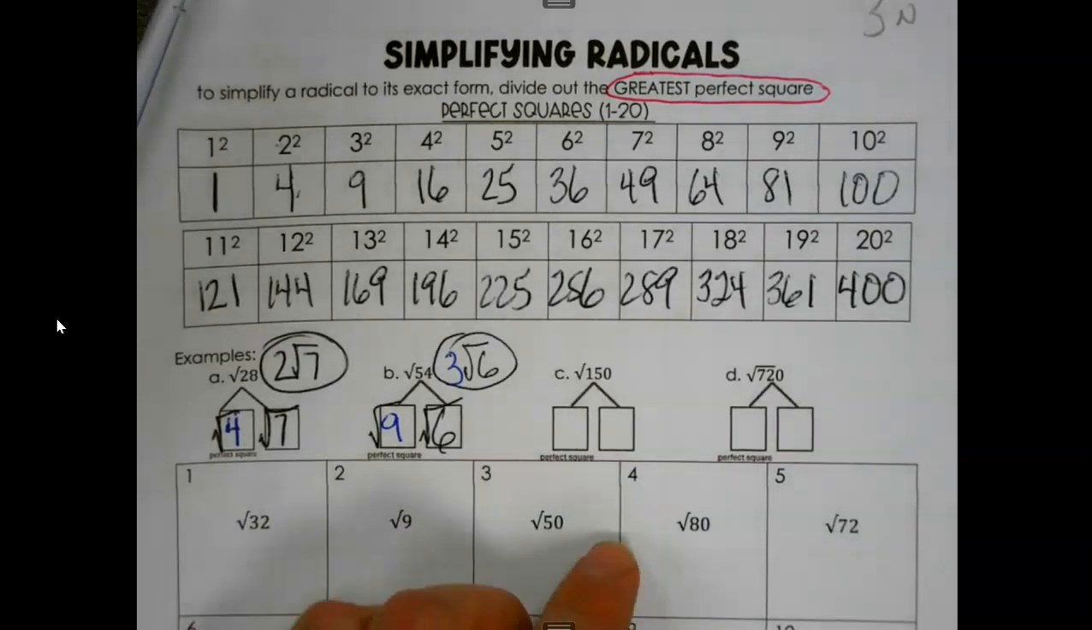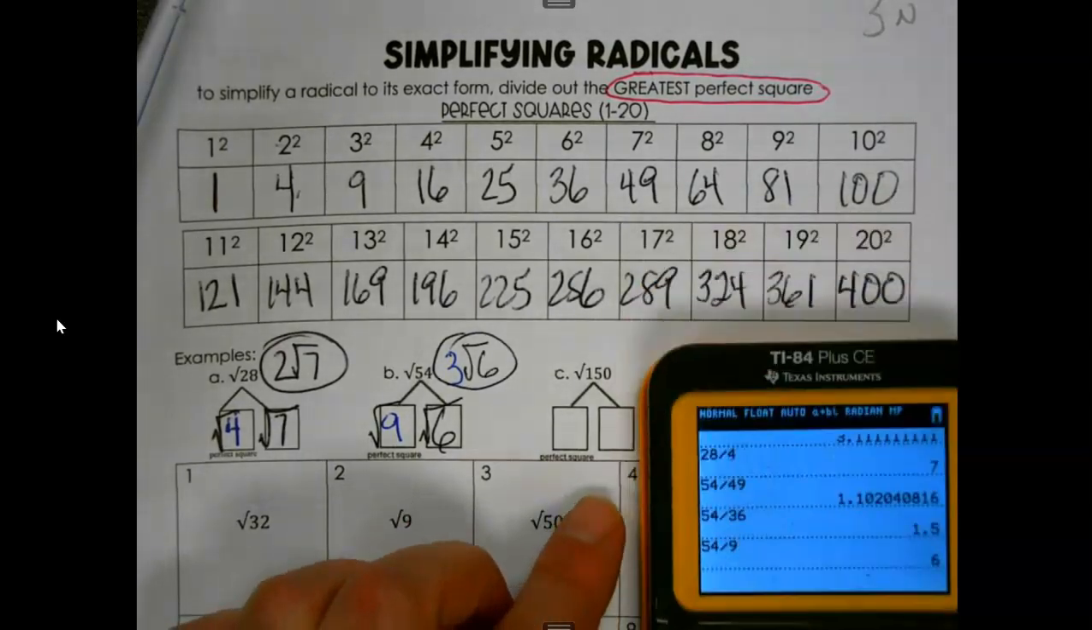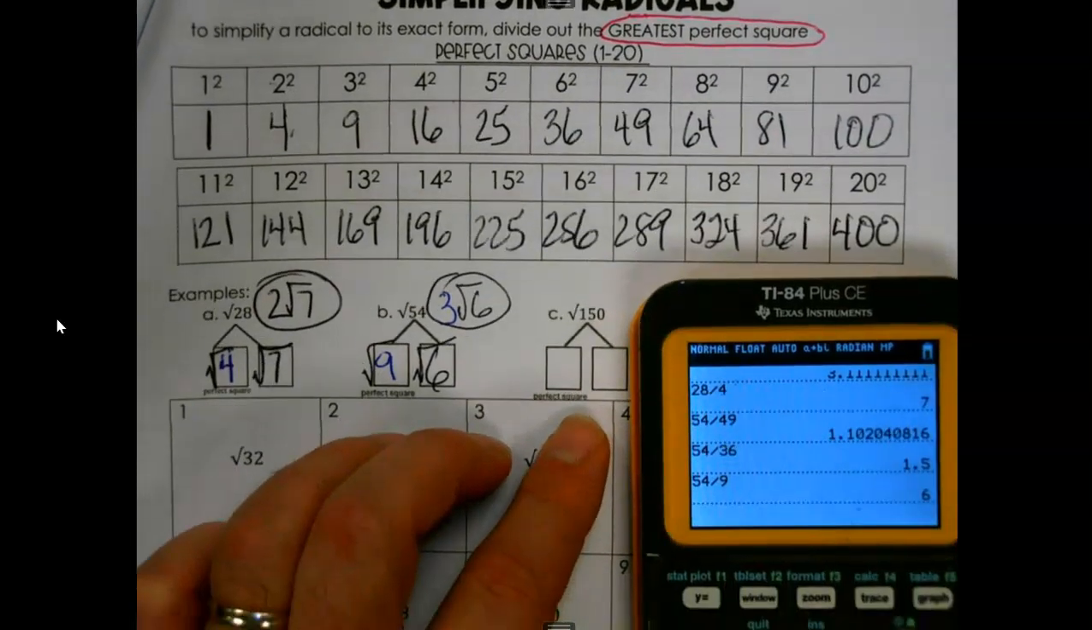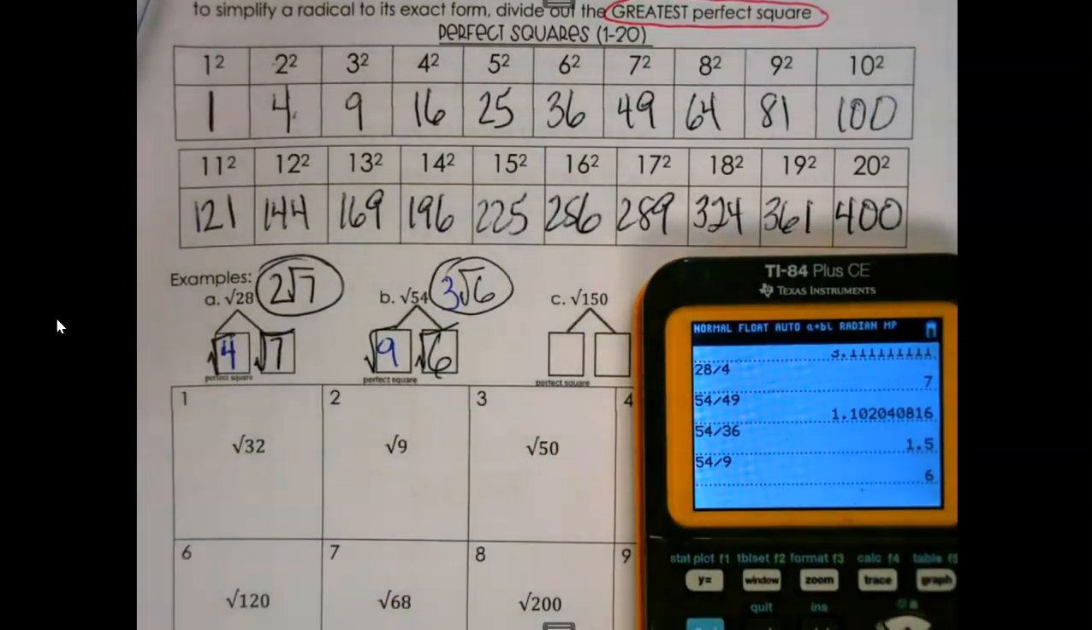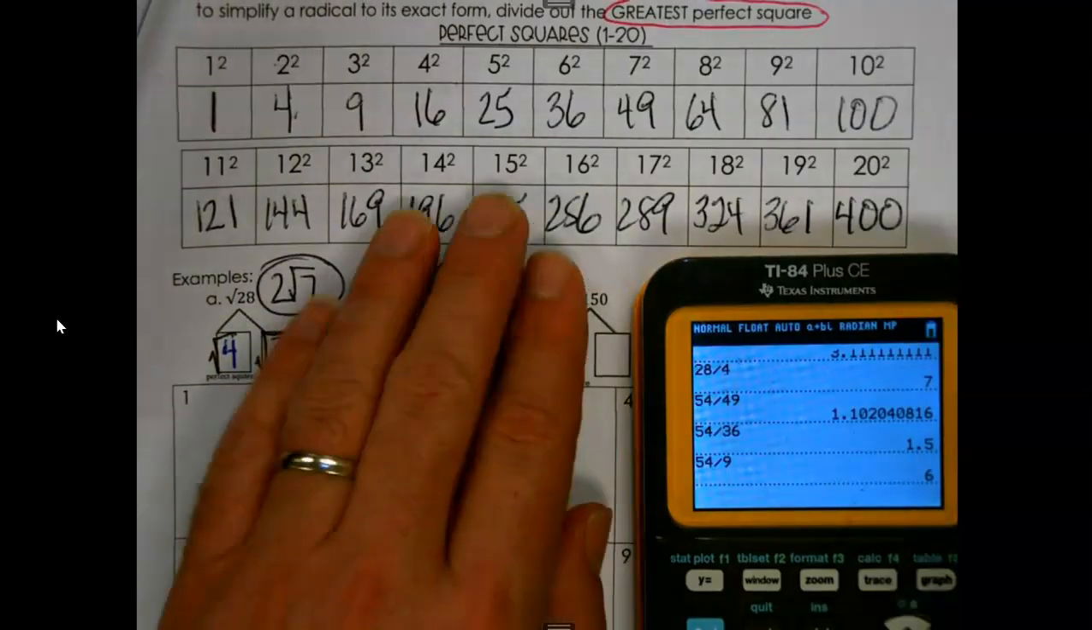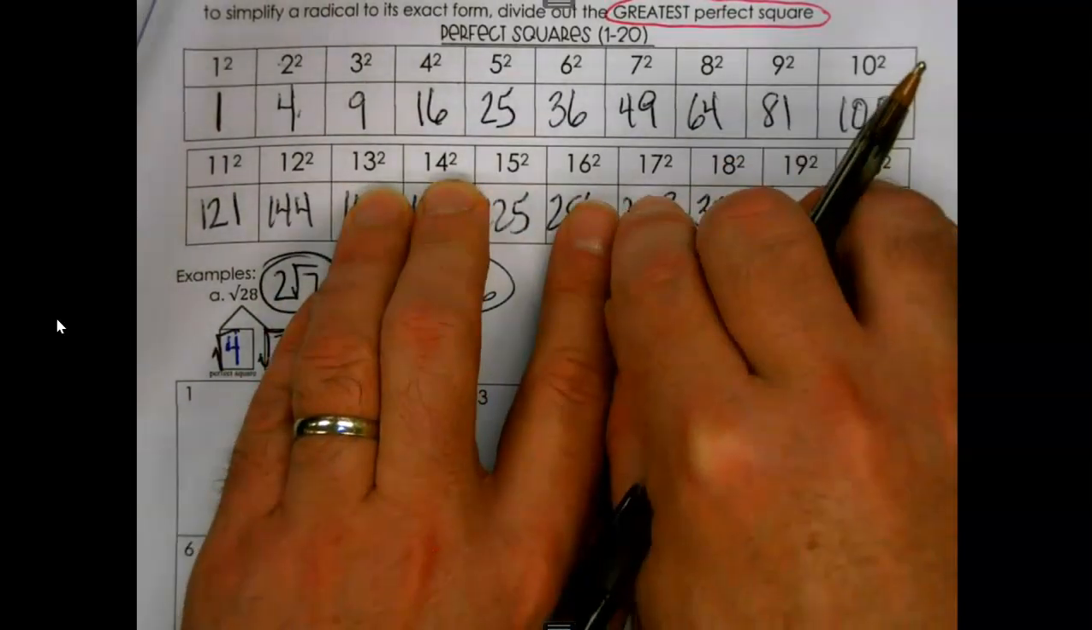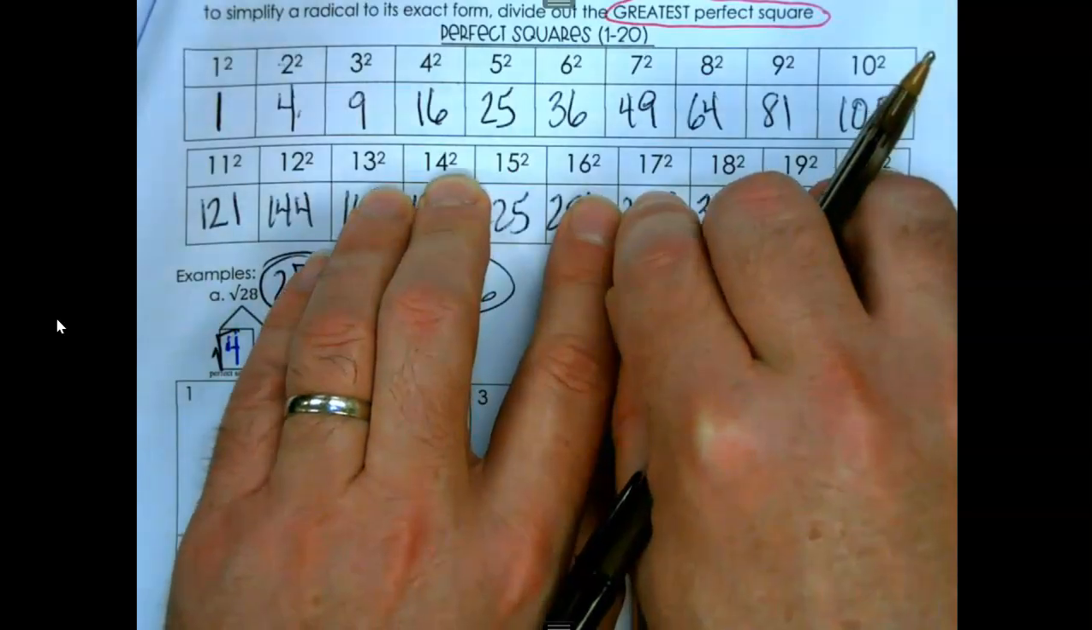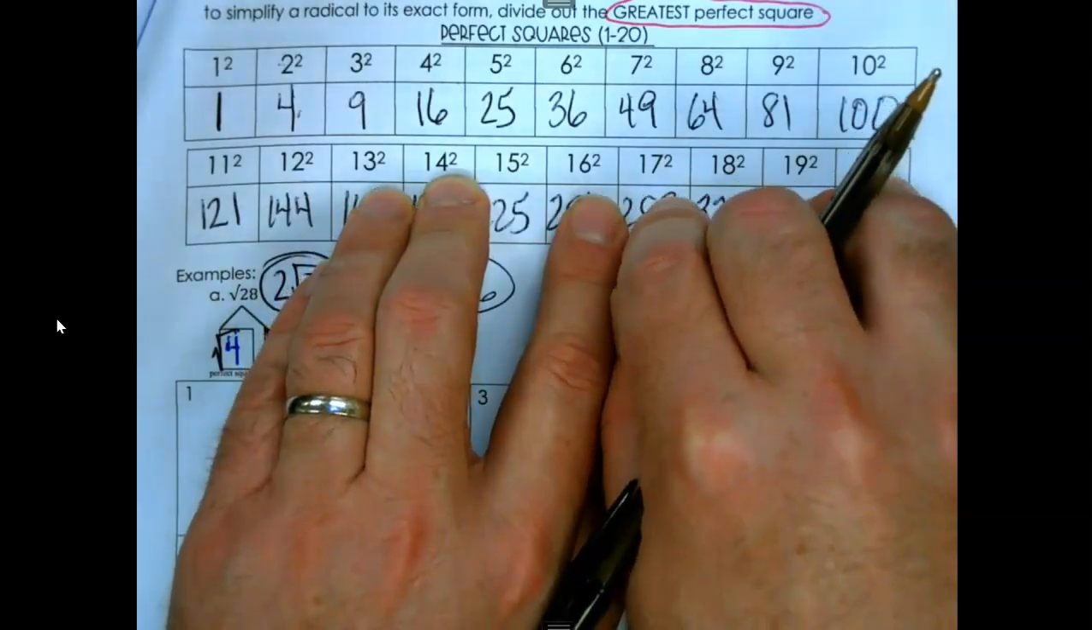Ooh, I've got a couple of doozies coming here. All right. 150, anybody? There's a lot of options here, but let me cover up all these others that we don't need. Which one of those is going to get us into 150?